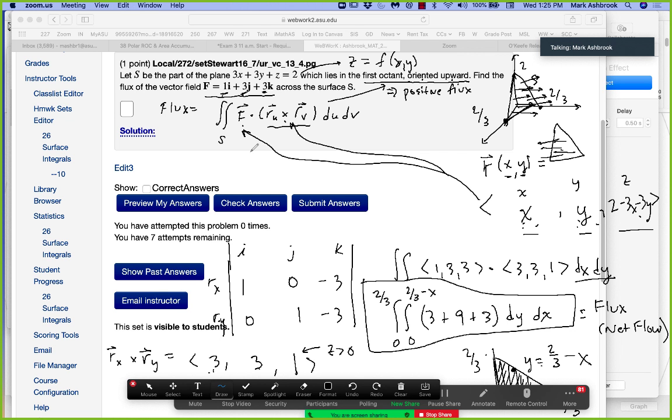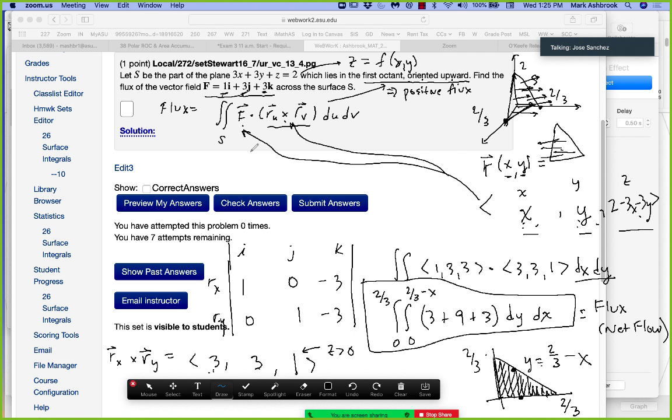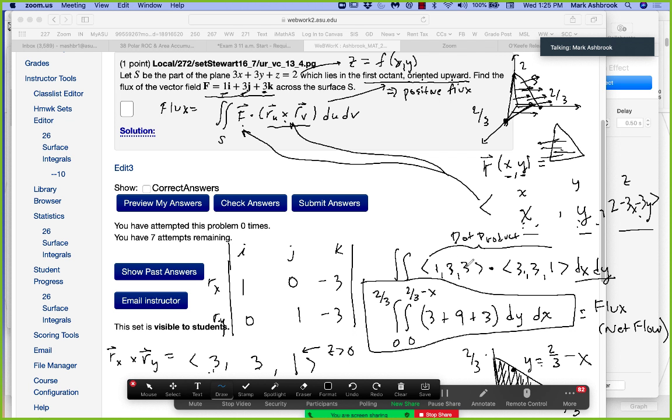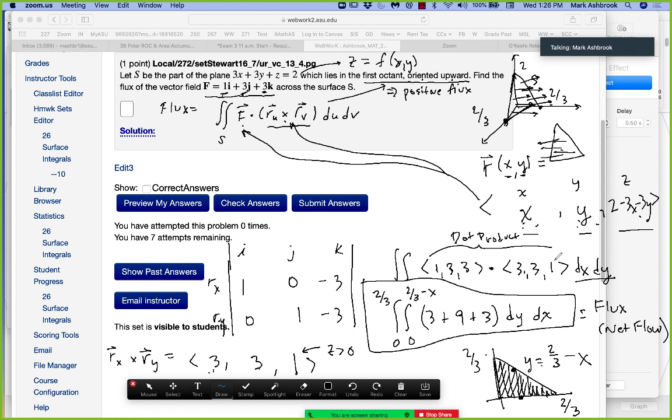Other questions on this one? Professor? So for the 3 plus 9 plus 2, is that 3i plus 9j? No, it's a dot product. It's not a vector anymore. Dot product gives a scalar. So x components multiplied, y components multiplied, z components multiplied, and then with a dot product you add those together.